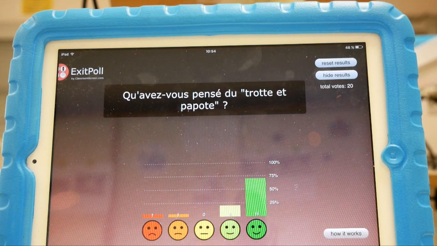Only 20 pupils voted, and we've got 18 green. Well, I guess it means, yeah, it was okay. So I think I will do it again. Maybe a different way, on another subject, but it's quite interesting.